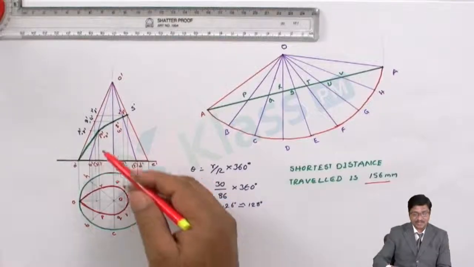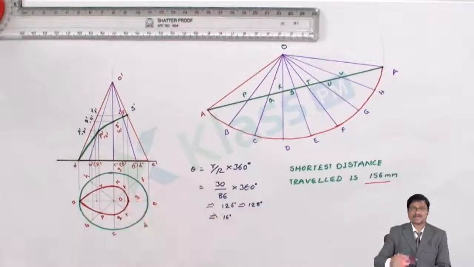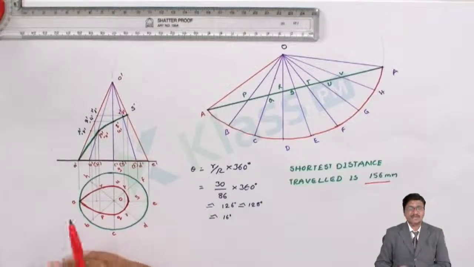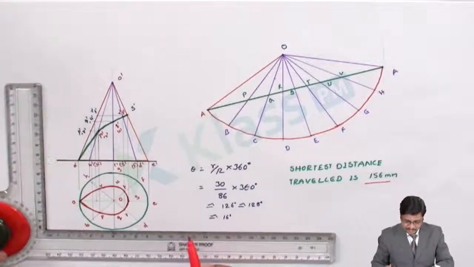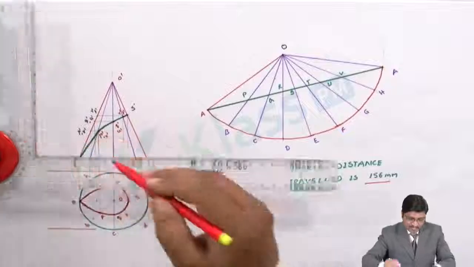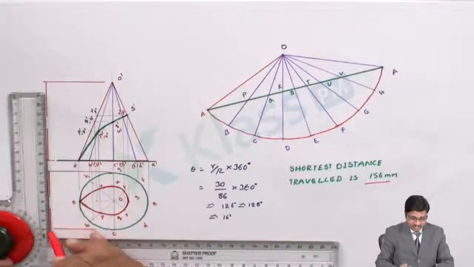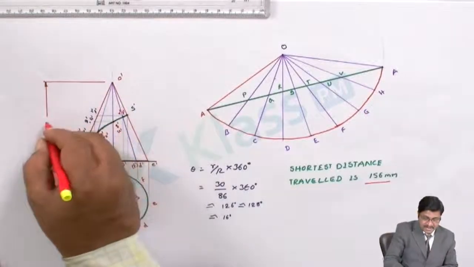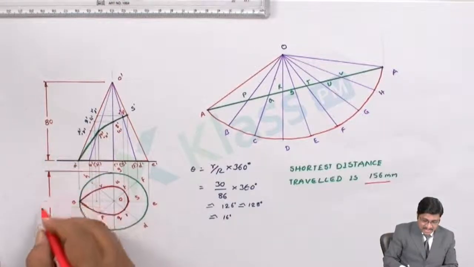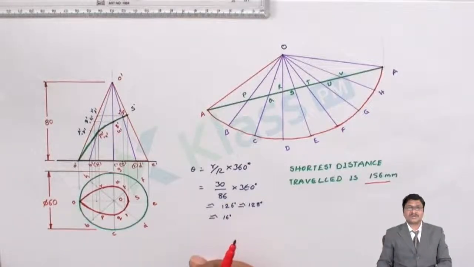After that, we show the same thing in projection, the path of the journey. The path of the journey of the ant is in the front view. The path of the journey is in the top view. So this is the solution for the problem. Now you have to add the dimensions to complete the solution. Add the arrowhead, and since the height given is 80 mm, draw the 80 mm. Since the diameter has been given as 60 mm, draw the diameter 60 mm. So this is the solution for the given problem.